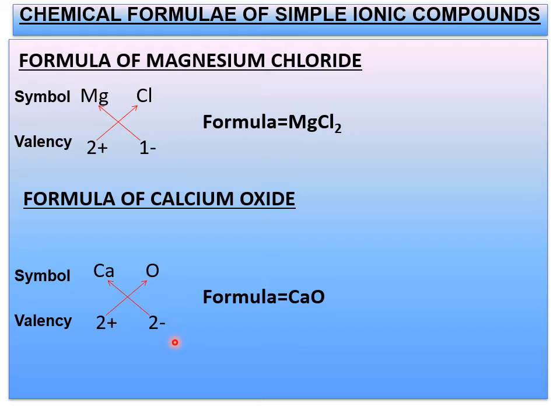Already we have discussed. Now when you divide these two, you get 1 plus and 1 minus. And you have to omit the respective signs. Do you remember? Okay. Now for calcium it is 1. For oxygen it is 1. If 1 means no need to write 1 in the subscript. I hope you have remembered this point also. So the formula of calcium oxide is CaO.